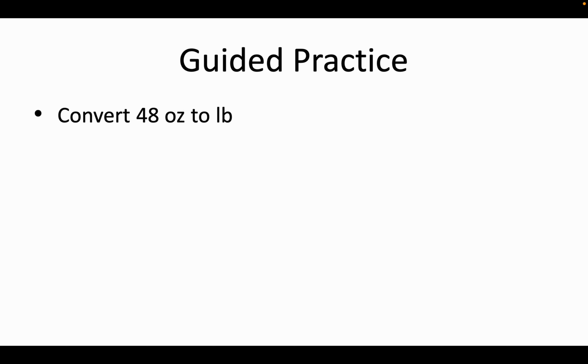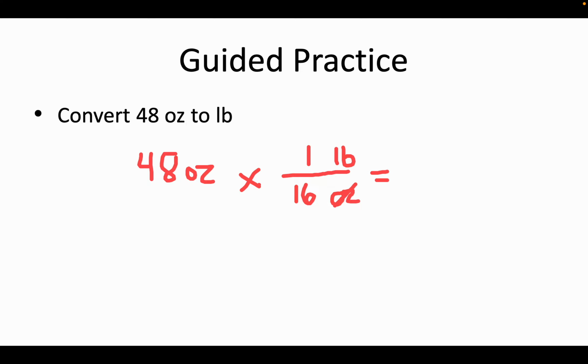Okay, next one, convert 48 ounces to pounds. So again, we start with our 48 ounces, and we're going to multiply by our unit multiplier, ounces in the denominator, so they cancel out, pounds on top, and if you remember, our equivalency was 16 ounces for 1 pound. Okay, so we can cancel out our ounces, and then we're left with 48 divided by 16, which equals 3. 3 pounds. 48 ounces is equal to 3 pounds.